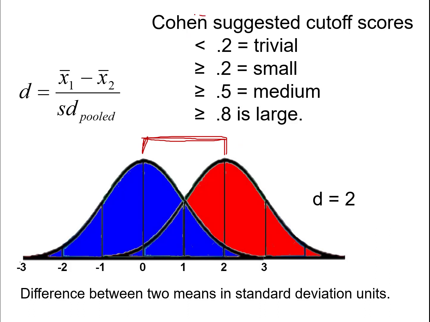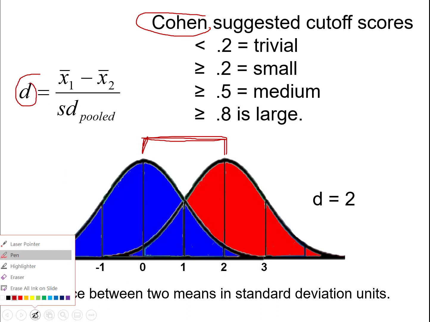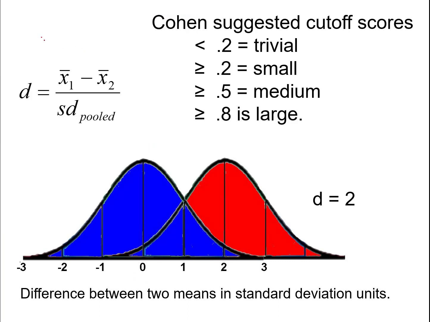Jacob Cohen is someone who's done a lot of work on effect sizes. In fact, the d-statistic is something that's named after him. A lot of times people refer to it as Cohen's D. And Cohen suggested some cutoffs in terms of what we might call a small, medium, or large effect size. These are arbitrary cutoffs. Some people really don't like the fact that he gave these cutoffs because they're just arbitrary values that he came up with. But they're really helpful, and I'm going to use them because I think it helps us keep in mind what types of effects we're looking at.